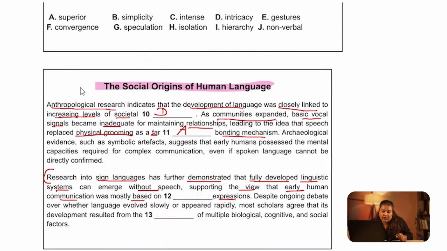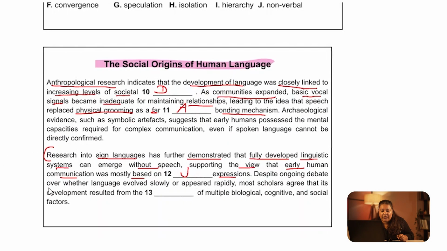So this has to be matched with the synonym from the box. Gestures is nothing but your movements, anything that is an action, I would say, without using any words or without speaking. Basically, gestures will go with synonym non-verbal. So my answer to the 12th one will be J, non-verbal expressions. Let's move to question number 13.